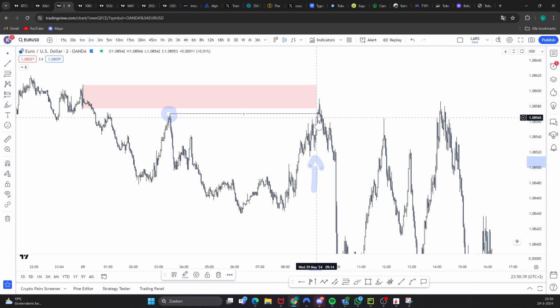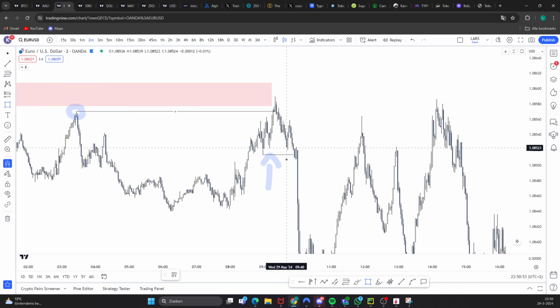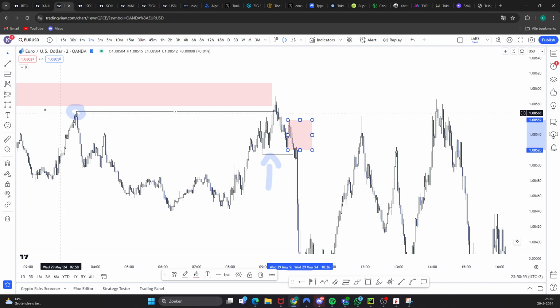London pushes price up, takes the Asia high, hits supply, breaks structure back to bearish, right here, my bad. Gets the retest into the range supply.